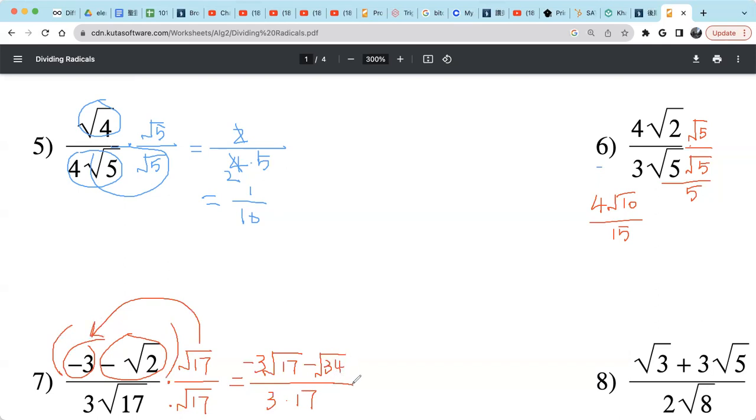And the denominator we can multiply. 3 times 17, that's 51. So 51 in the denominator, that's our answer. The numerator is negative 3 square root of 17 minus square root of 34, then divided by 51. Now let's see 8. 8 is very similar to 7.